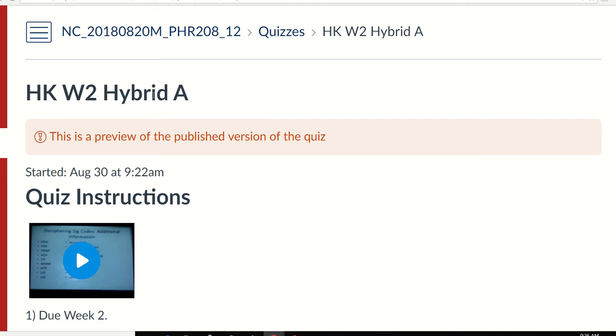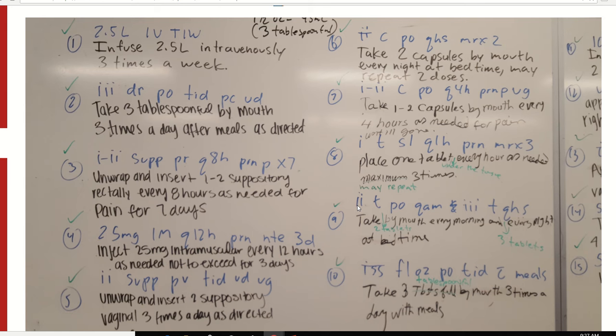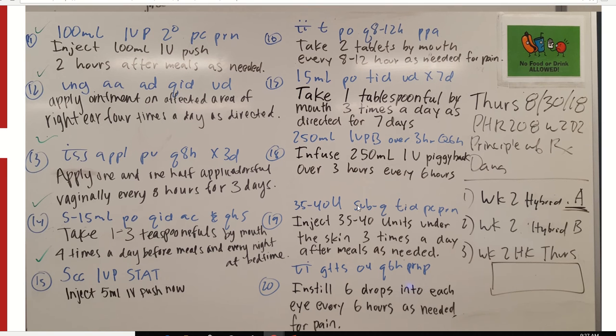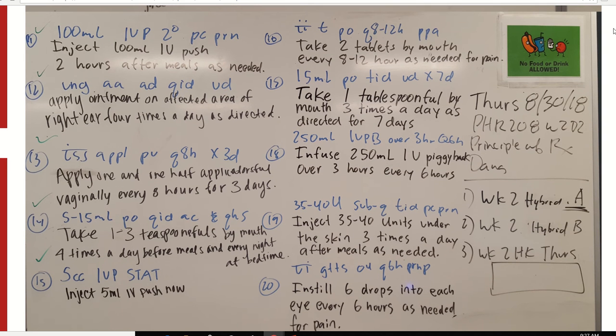PHR208 week 2, hybrid A or blended A. So we did all the sig codes in class, and I took a picture of what we did in class. For deciphering, it's already there. You just have to do the 1 through 20, right? That's what you guys have been entering in. Let's go down to the bottom where the math is, and I'll show you how to do that.